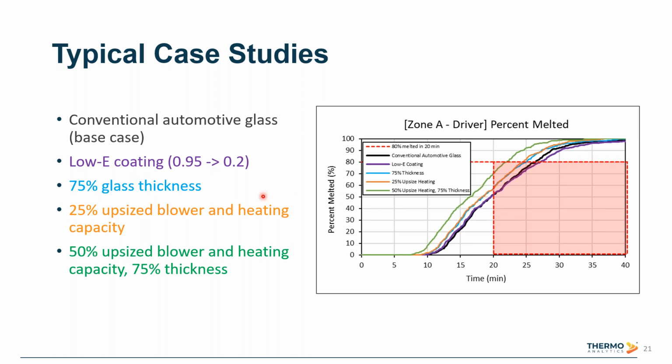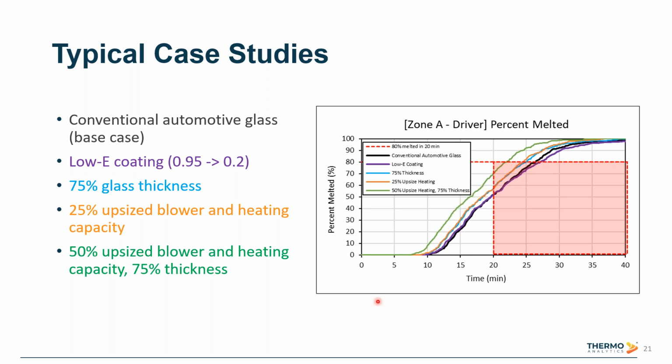The blue case is adjustment of the glass thickness to 75%, so just increasing the rate of conduction through the windshield. Of course, there's other design considerations, structural and noise considerations, that would need to be considered, but here we're just focused on the thermal solution. The orange line, in terms of result, was quite similar to the glass thickness case. In this case, we've upsized the blower by 25% and also the heating capacity to match. And finally, in green, this is 50% upsized blower and heating capacity, also with 75% glass thickness. And you can see in this case, we're actually finally close to meeting our performance criteria.